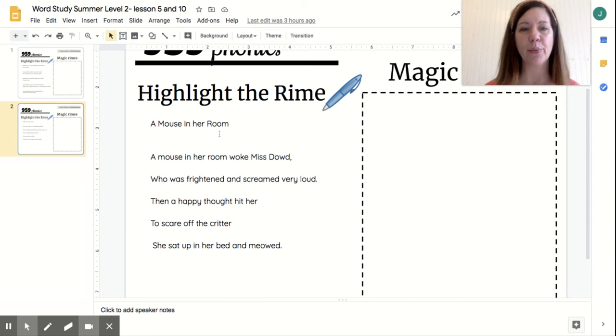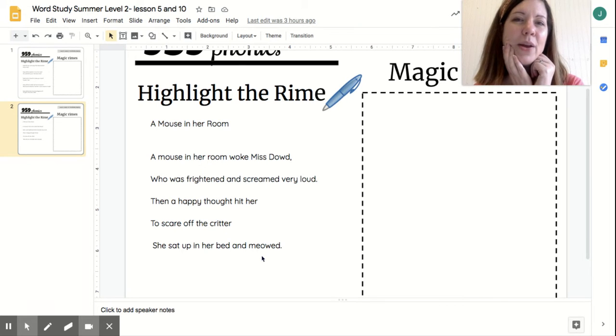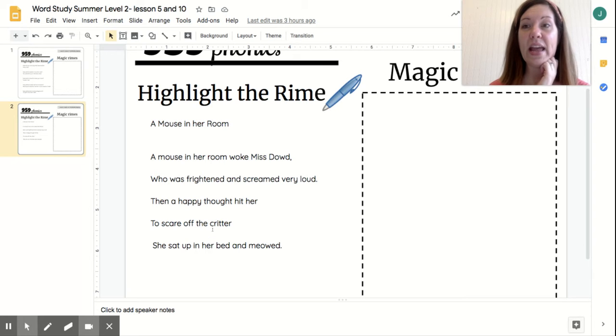A mouse in her room. A mouse in her room woke Miss Dowd, who was frightened and screamed very loud. Then a happy thought hit her. To scare off the critter, she sat up in her bed and meowed. Pretty clever way to frighten away a mouse, don't you think? Or as they called it in this story, a critter.